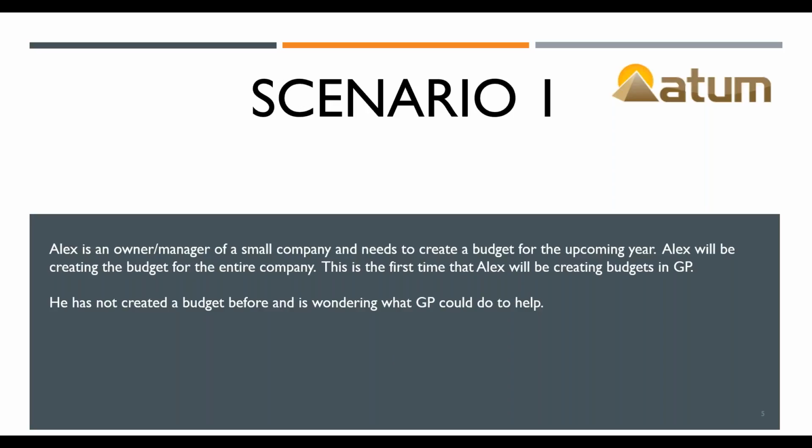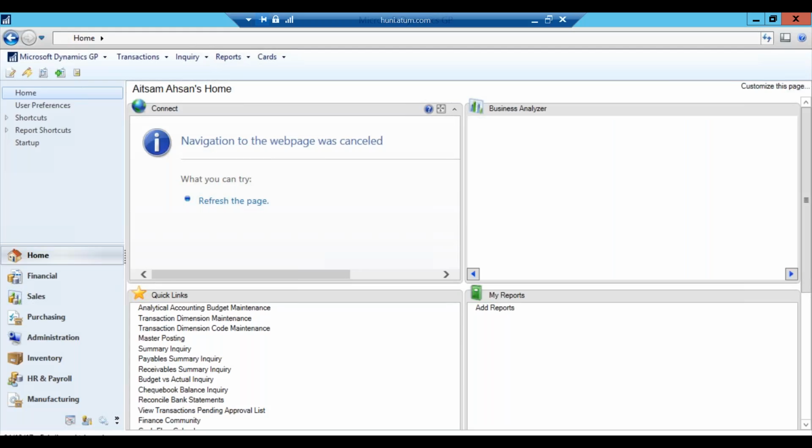So we have scenario one. We have a wonderful owner named Alex. He's the owner of a small company and wants to create a budget for the upcoming year. He has never created a budget before, and he's wondering how he can do this within GP faster. We're going to help Alex out here and create a budget using GP. But Alex is kind of new, so he says, I'm just going to create a budget using the Dynamics GP budget tool. So let's see what that looks like.